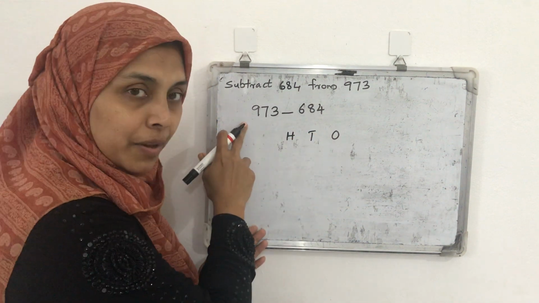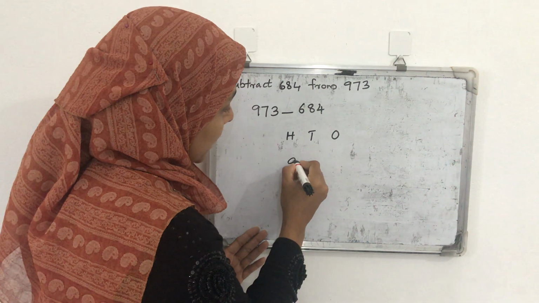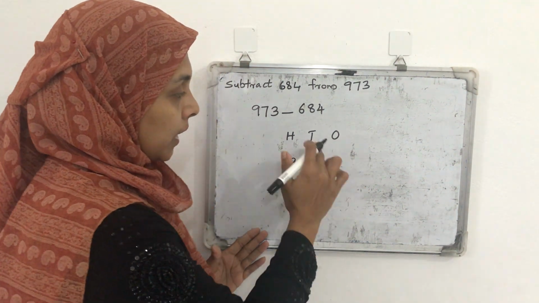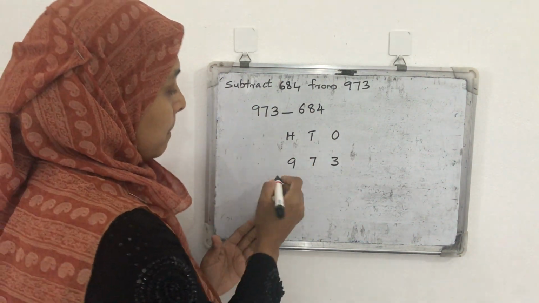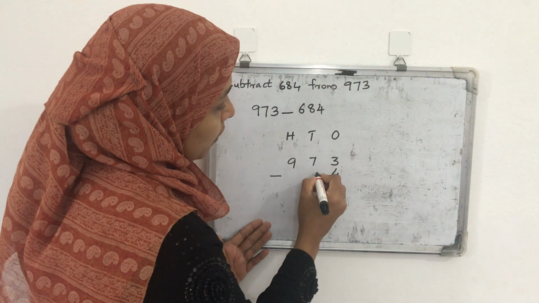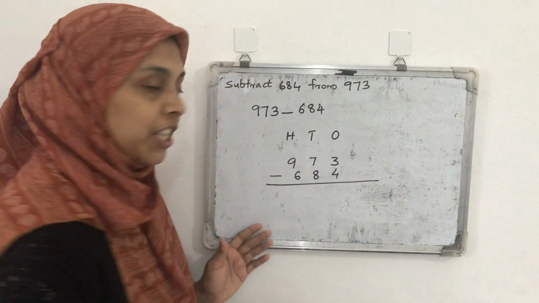Okay, first number we will write 973. So 973. Ones place 3, tens place digit 7 and hundreds place digit is 9. Minus 684. 4, 8, 6. Then we are subtracting.